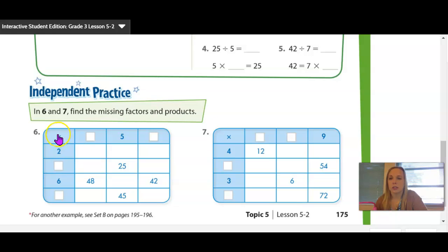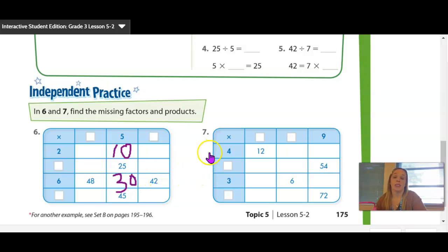I have 2 times a missing number, and 5 times a missing number. So I'm going to start with my 2 and my 5 because I know that 2 times 5 equals 10. So I'm going to go ahead and put my 10 right in here. Okay? So at least I know what number goes there. Now let me do another number. I have a 5 here and I have a 6 here. So I know that 6 times 5, what does 6 times 5 equal? 30. Very good. So my 5 column is finished.